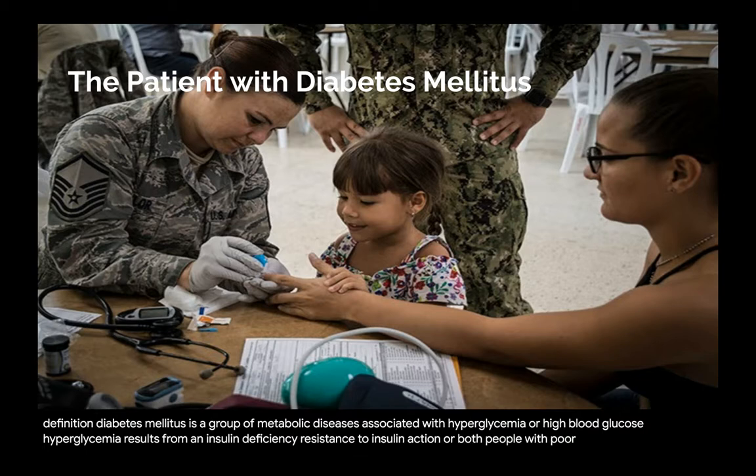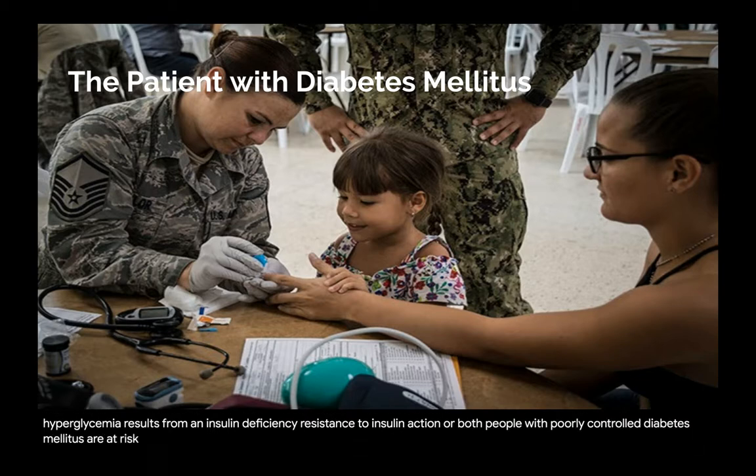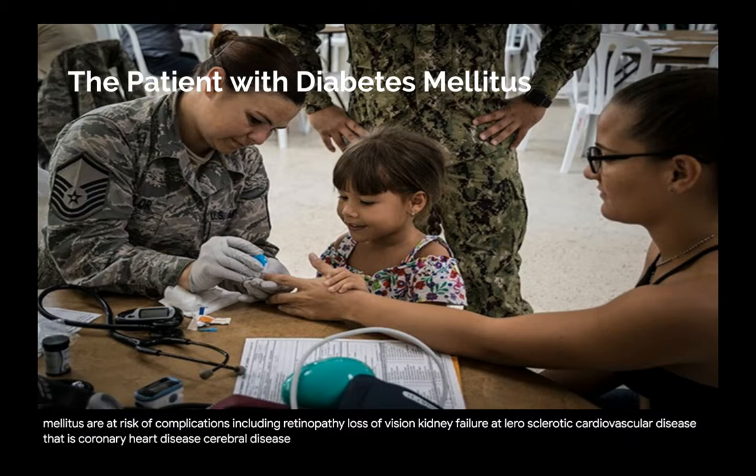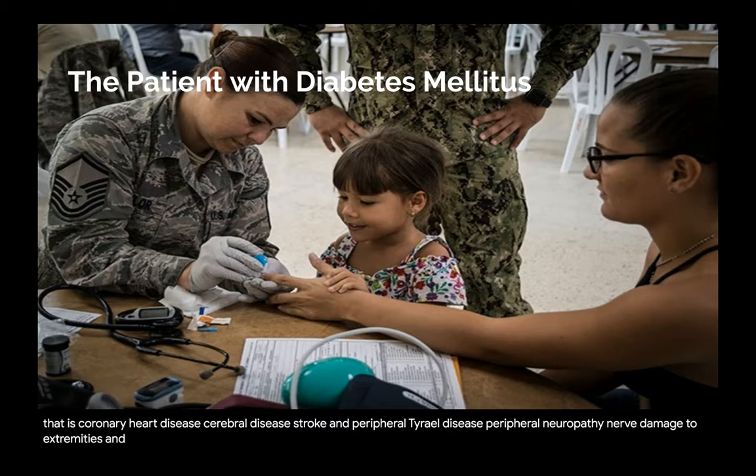People with poorly controlled diabetes mellitus are at risk of complications including retinopathy, loss of vision, kidney failure, atherosclerotic cardiovascular disease, that is coronary heart disease, cerebral disease, stroke, and peripheral arterial disease. Peripheral neuropathy, nerve damage to extremities, and increased risk for amputation of toes, feet, and legs.